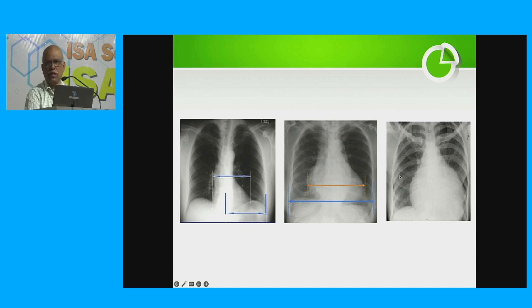Which one? In which film? Second or third? Third one. Borders are more sharp. Yeah, right. Here also the border is sharp. Here the right side border is not sharp. Here it is sharp all round, everywhere.